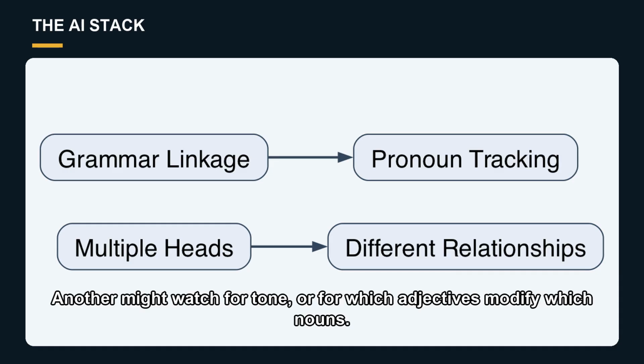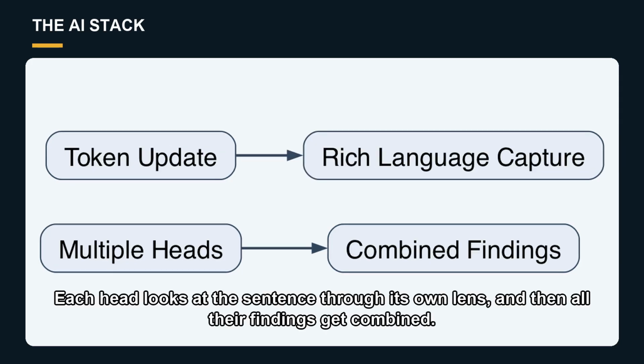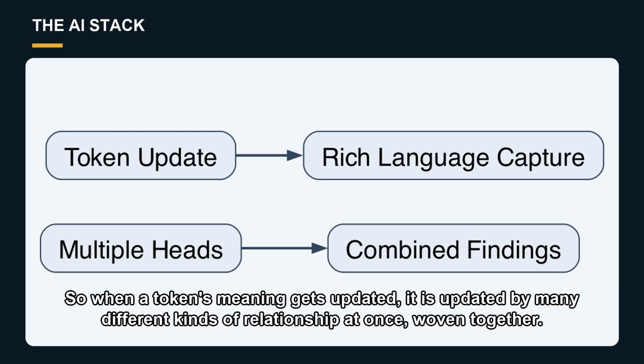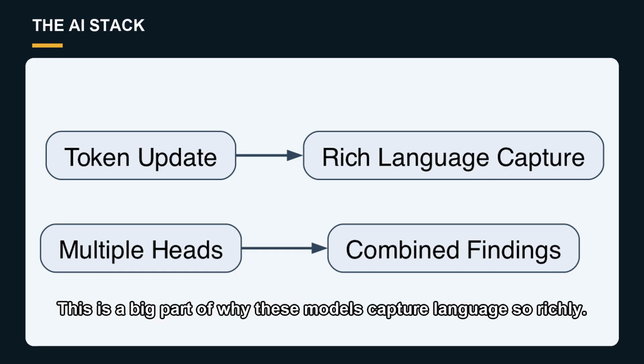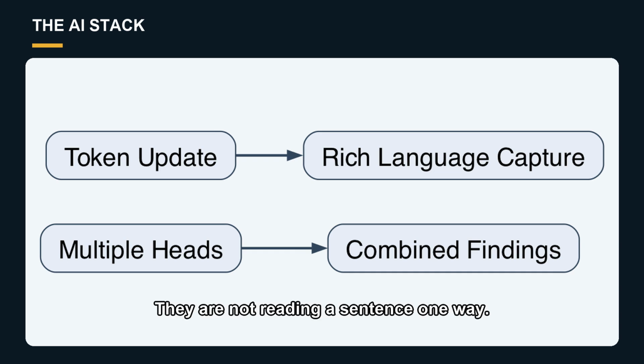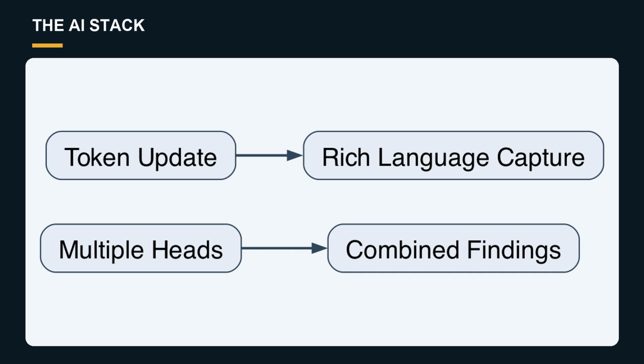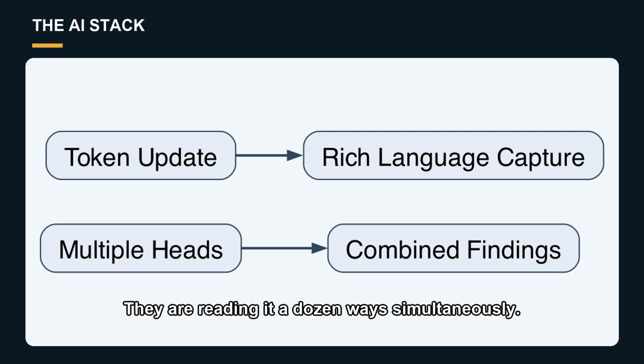Another might watch for tone or for which adjectives modify which nouns. Each head looks at the sentence through its own lens, and then all their findings get combined. So when a token's meaning gets updated, it is updated by many different kinds of relationship at once, woven together. This is a big part of why these models capture language so richly. They are not reading a sentence one way. They are reading it a dozen ways simultaneously.